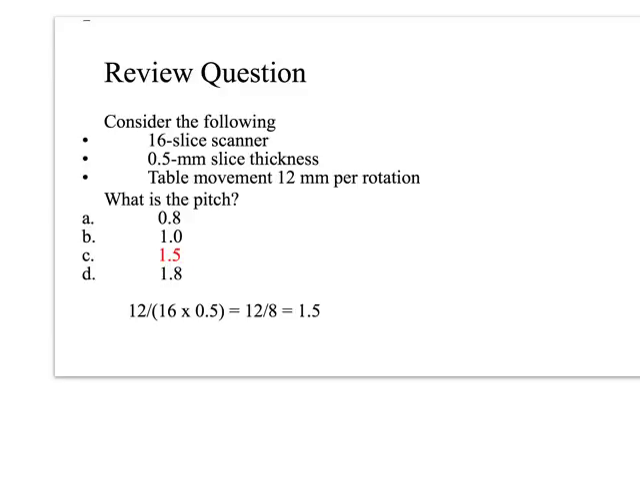Right? If I can think through that before I do the math, I can figure out the other stuff. But here, all we did, again, was we multiplied that 16 slices times the 0.5 millimeters, which gave us 8 millimeters, and then we said 12, which was the movement, divided by 8 equals 1.5. So our pitch is 1.5.